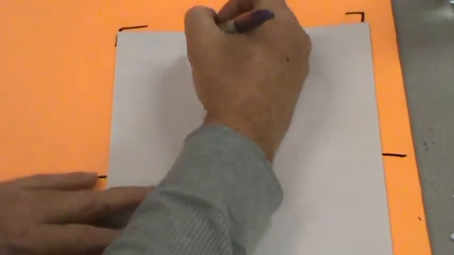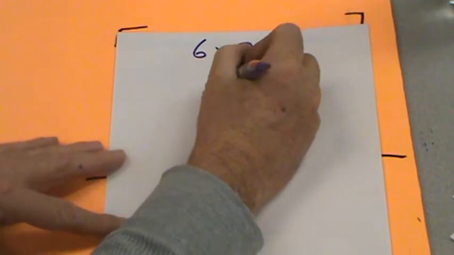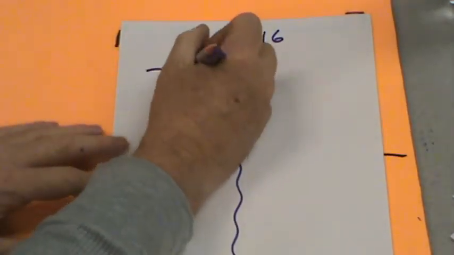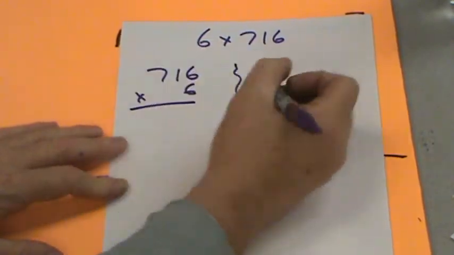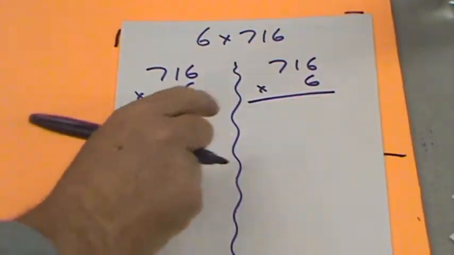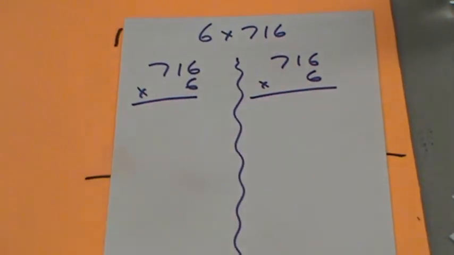We're doing 6 times 716. I'm going to put the line right down the middle this time, and we'll do 716 times 6 and 716 times 6. Over here is the partial product, and this way we're doing the standard algorithm. So let's get busy with this.